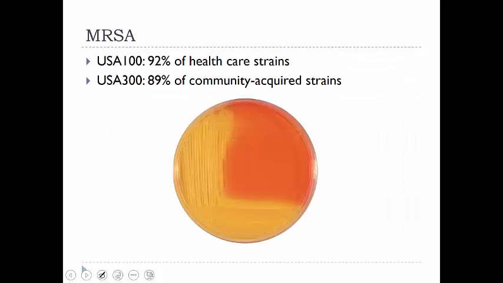MRSA is an example of something that we're concerned about with antibiotic resistance. Methicillin-resistant Staph aureus. A piece of information that you might find interesting since we're talking about nosocomial infections. There's actually two strains that we find in general in the population. USA 100, which is found in the health care system. If you get a nosocomial infection, if you get MRSA in the hospital, it's going to be USA 100. However, if you get an infection in the community, 89% of the community-acquired strains is the USA 300. There's actually a difference between the strains hospital-acquired and community-acquired.